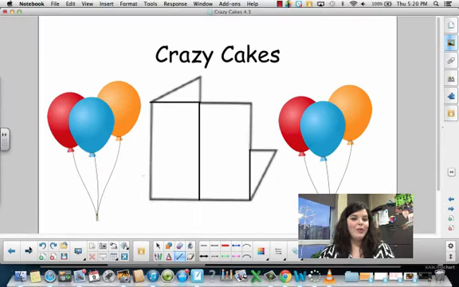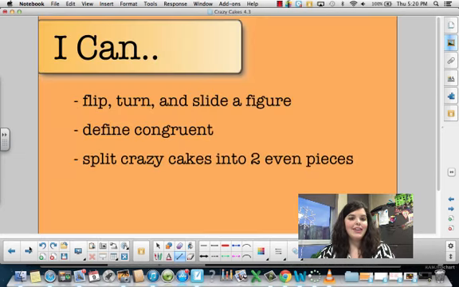All right, tomorrow you will have shown mastery of this skill if you can flip, turn, and slide a figure, if you can define congruent and possibly mirror symmetry, and if you can split some crazy cakes into two equal pieces.